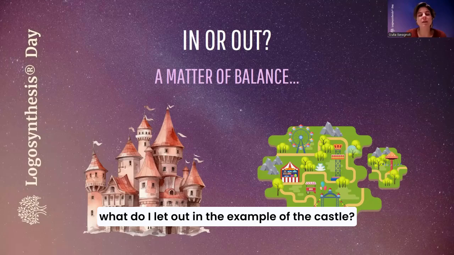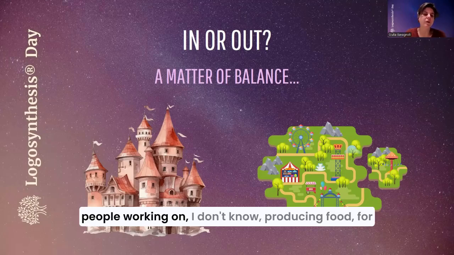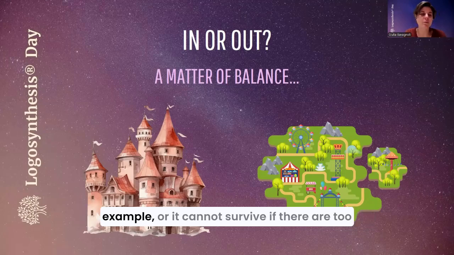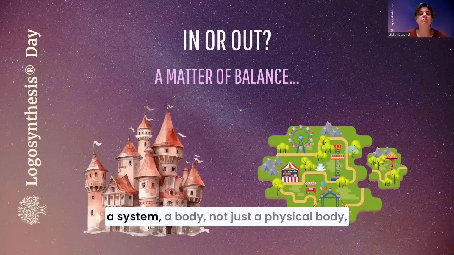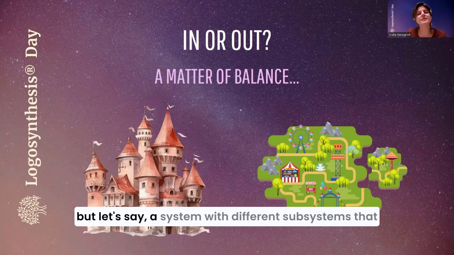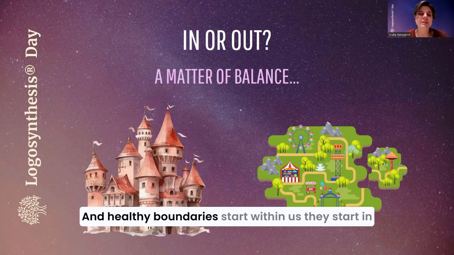In the example of the castle, a castle cannot survive if there are too few people working on producing food, for example, or it cannot survive if there are too many internal conflicts, and so on and so on. So in this metaphor, we can perceive ourselves as a system, a body, not just a physical body, but a system with different subsystems that need to cooperate and need to be in balance. And healthy boundaries start within us.